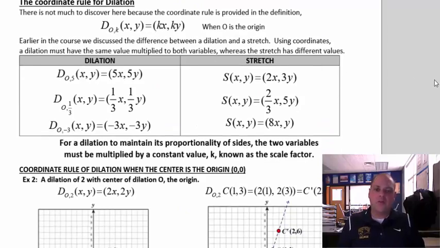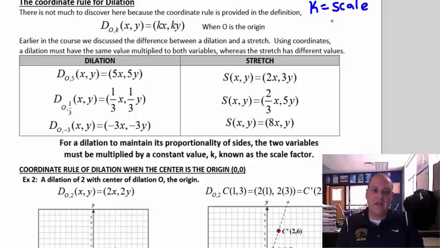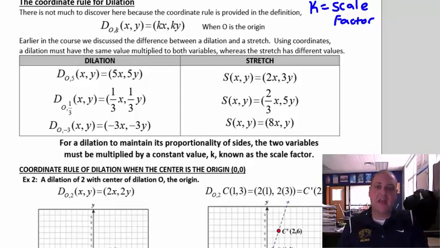So again, the coordinate rule for dilation is (x, y) becomes (kx, ky). If you dilate by k, we're going to call k the scale factor. And the scale factor has to remain constant for the entire dilation. Everything gets multiplied by the scale factor, or else it's not a dilation. If they say big D dilation, O is the center of dilation, typically the origin. If it's not, they'll give you some other point, and then k is the scale factor.